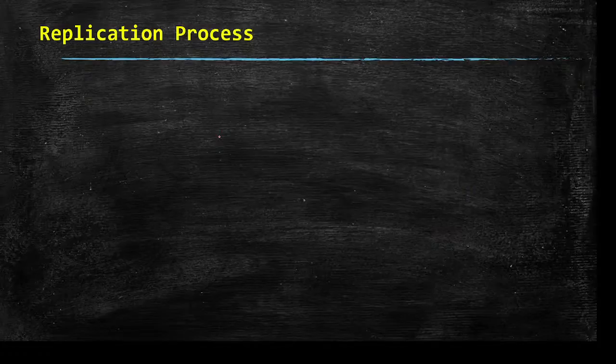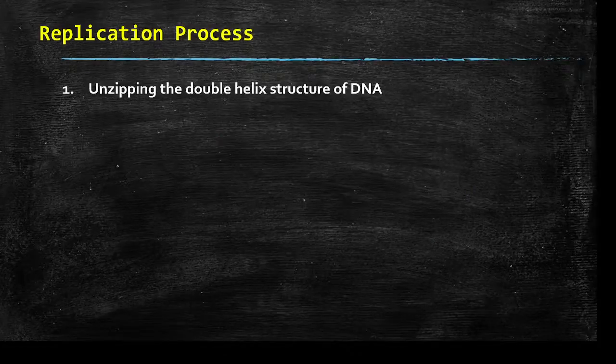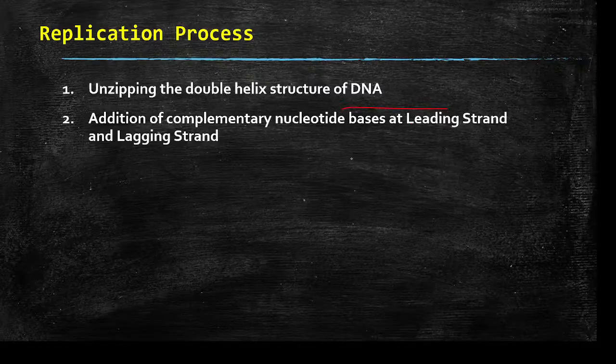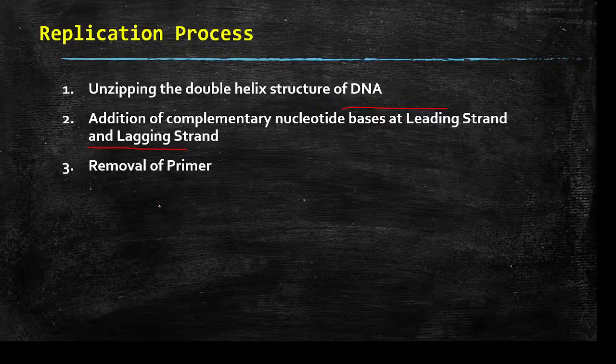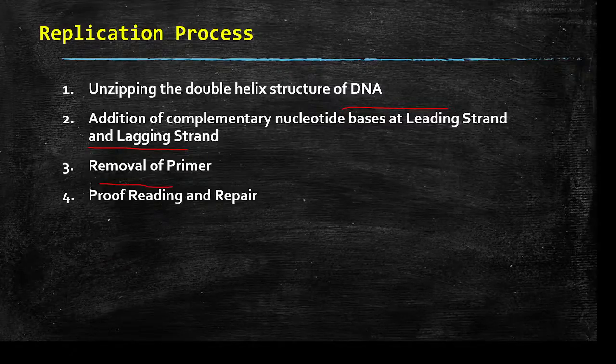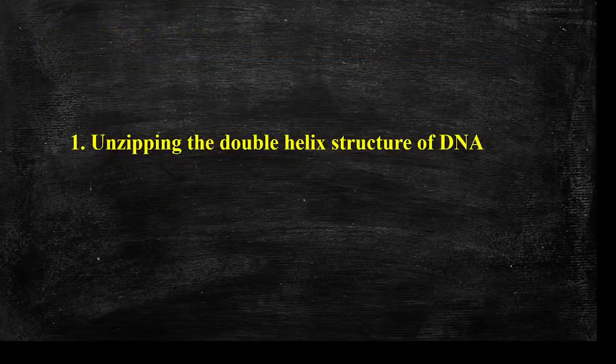So now the replication process. The replication process involves 5 major steps. First step is unzipping the double helix structure of DNA. Second step is addition of complementary nucleotide bases at the leading and lagging strand, removal of primer, proofreading and repair, and finally ligation and winding. Let us look into these different stages of DNA replication.